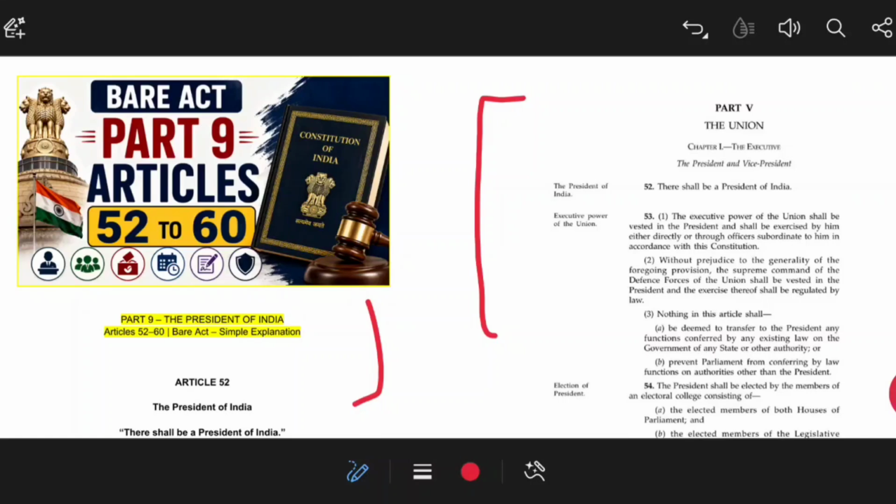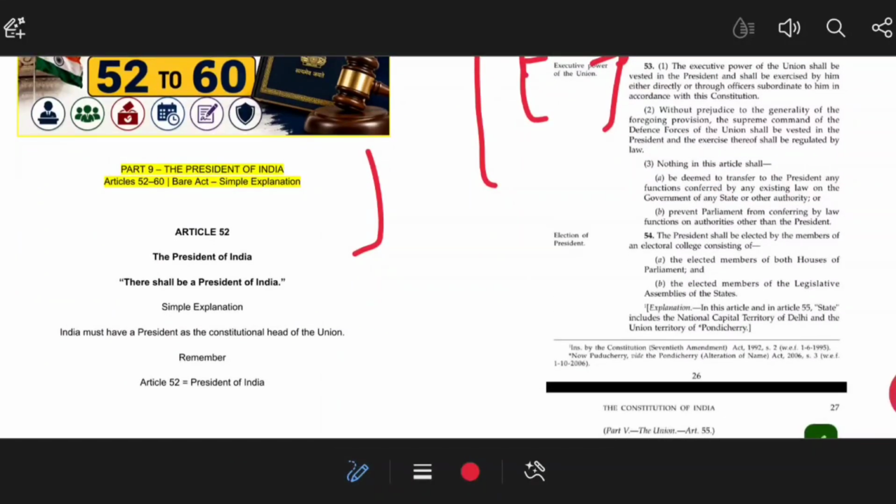Article 52 provides a president for the Union of India. So, there will be a post of the president according to Article 52. And Article 53 is about the executive power of the Union being vested in the president. That means executive power is basically derived from the president. And article 54 is about how the president will be elected. The criteria to elect the president are discussed in article number 54.